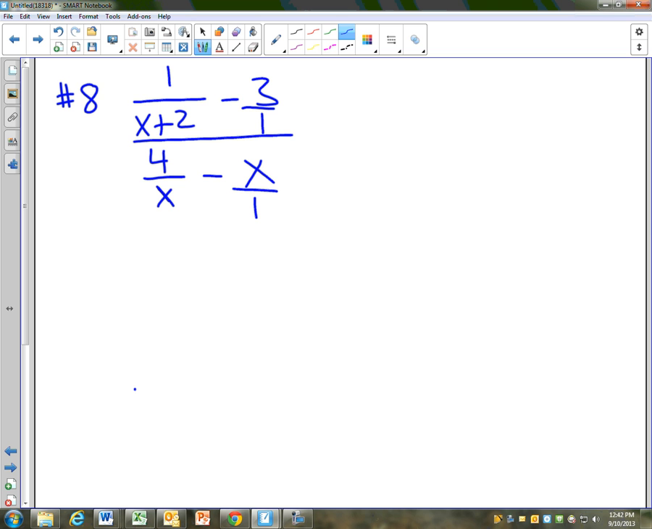What's going to be the common denominator in the top? Good. So you're going to take this side and multiply the top and bottom by x plus 2. And that will give you a common denominator. How about the bottom? What's the common denominator? X. So I'm going to multiply the top and bottom by x. Good.